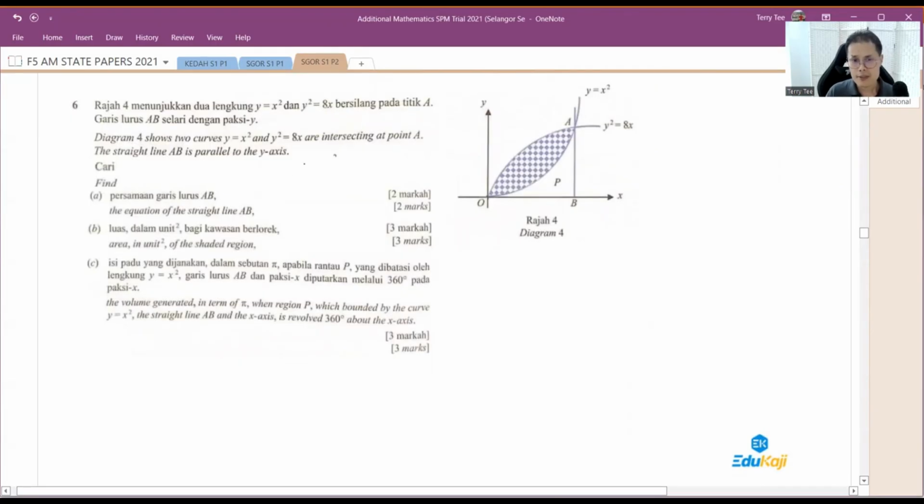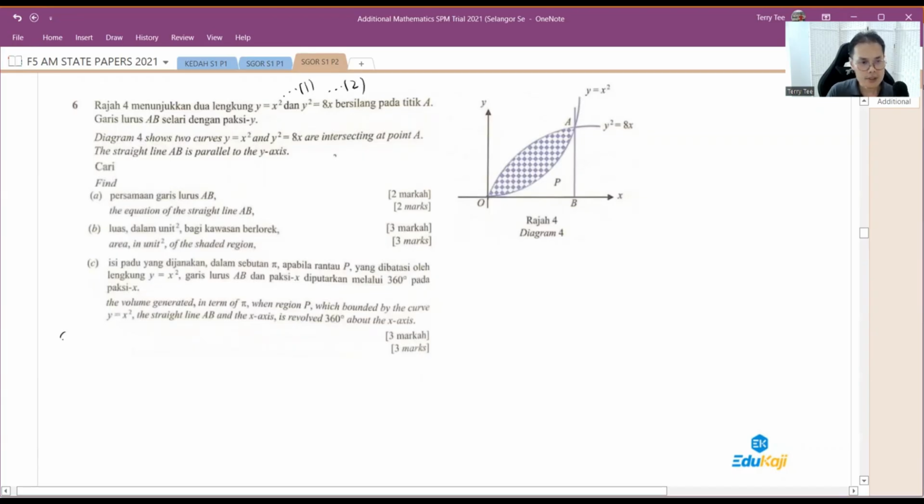They're intersecting at point A. So straight line AB is parallel to the y-axis. Find the equation of AB. Well, when the line is parallel to the y-axis, it means it is a vertical line. A vertical line is x equals a number. So that means we have to find the x coordinate of these two points of intersection.